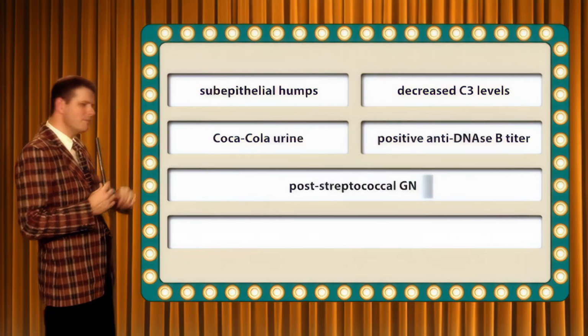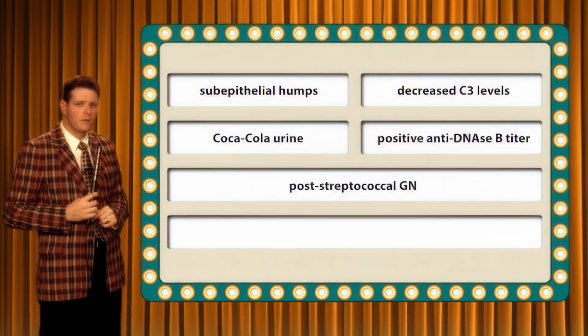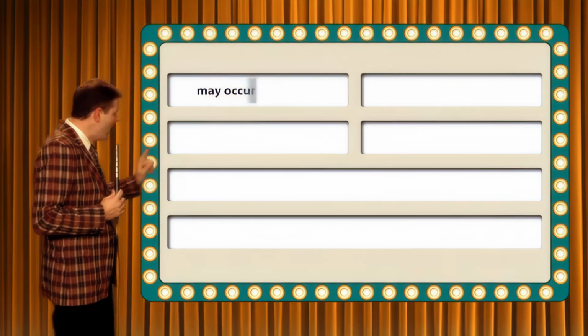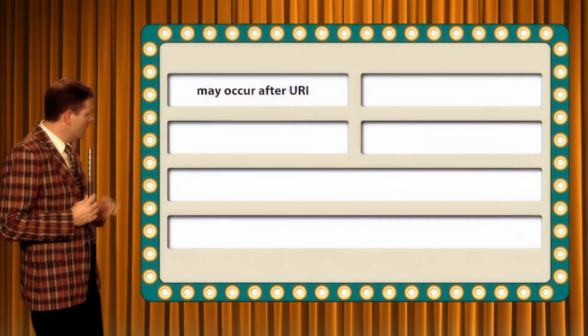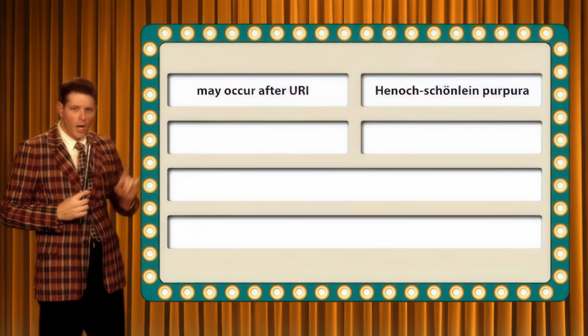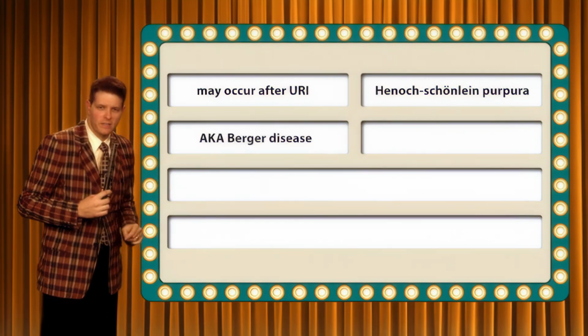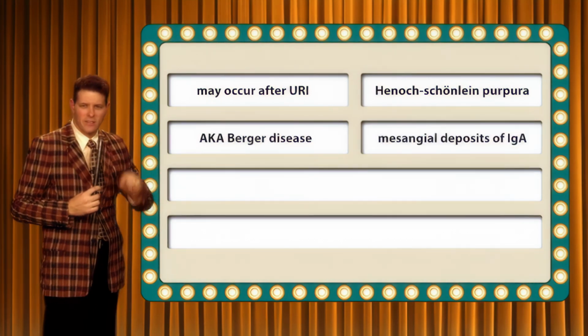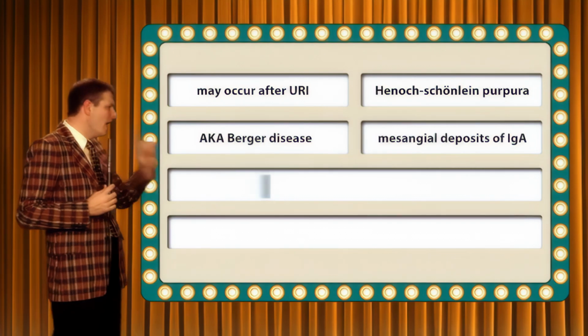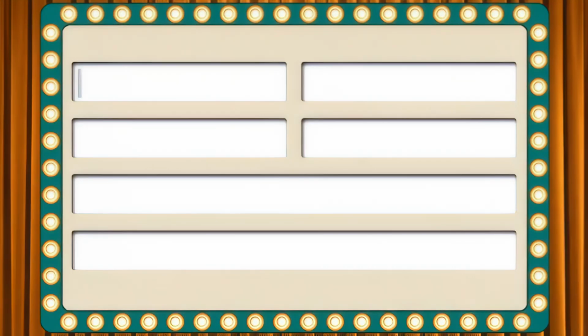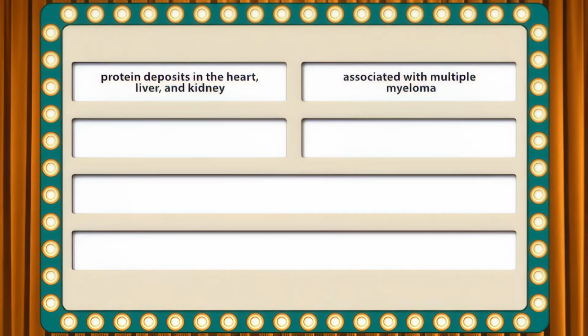That's post-streptococcal glomerulonephritis. Next one: may occur after upper respiratory infection, Henoch-Schönlein purpura, also known as Berger disease, and mesangial deposits of IgA. This is IgA nephropathy. Next one: protein deposits in the heart, liver, and kidney, associated with multiple myeloma, and apple green birefringence.